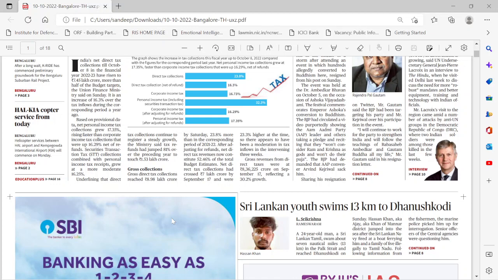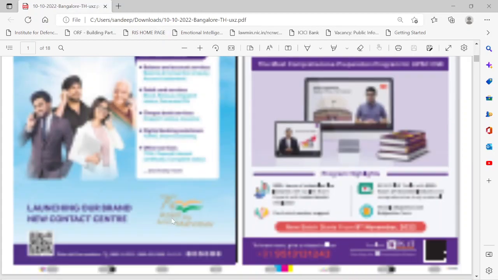Sri Lankan youth swims 13 kilometers to Dhanushkodi. Not required, guys.